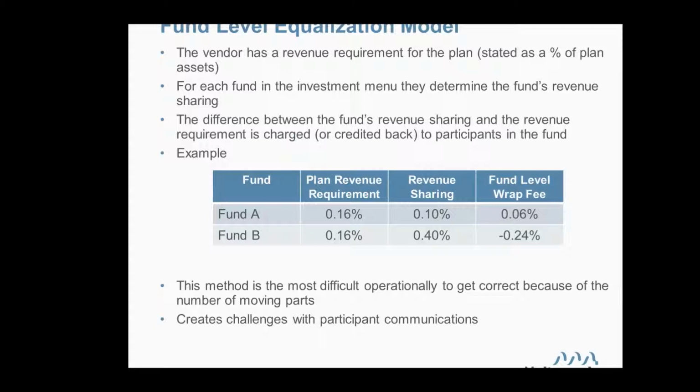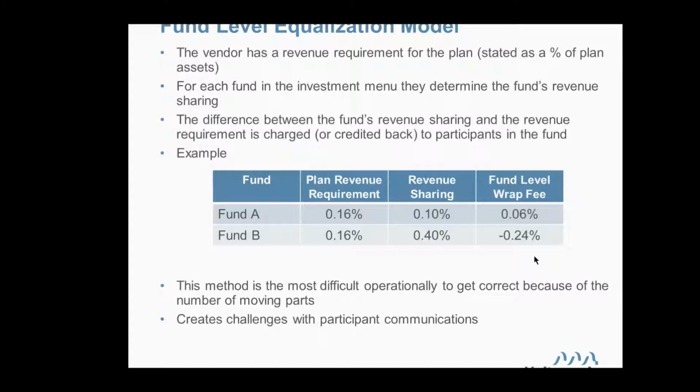0.1 plus 0.06 is 16 basis points. Fund A is being charged 6 basis points on top of the revenue sharing to get to the 16. However, Fund B has revenue sharing of 40 basis points, which is far in excess of the revenue requirement that we need. So Fund B, within the same plan at the same time, is going to be credited back 24 basis points. So depending on the fund and the revenue sharing, you may have a credit or a charge to the fund.